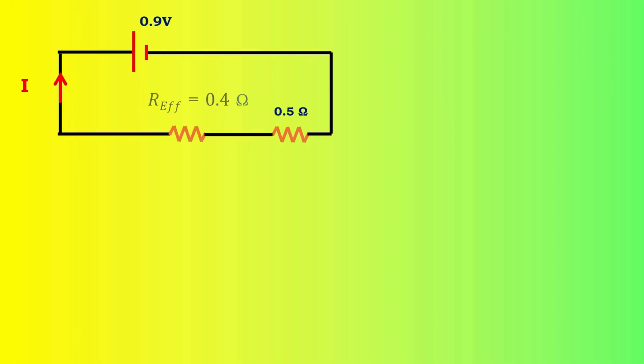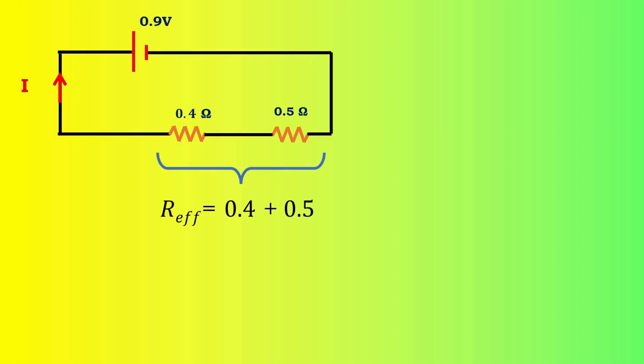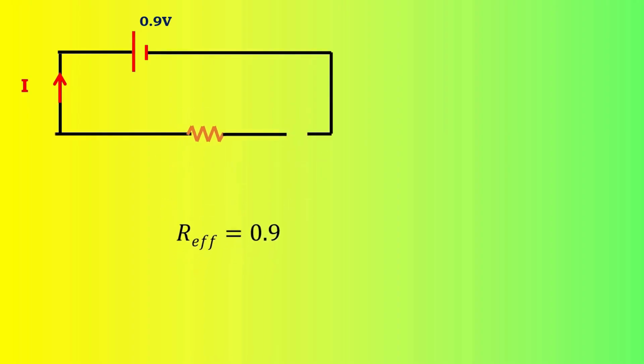Now we have a 0.4 ohm resistance and a 0.5 ohm resistance connected in series. And for resistors in series, we simply add the resistances together. So the total resistance of the circuit becomes 0.9 ohms.